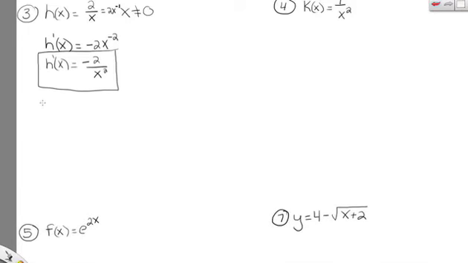So now I want to find out my critical values. So I'm going to set my derivative equal to 0, and there's no way that that's going to happen because the numerator can never equal 0. But in this case, I'm also going to consider when the derivative is undefined, and that'll be when x equals 0.